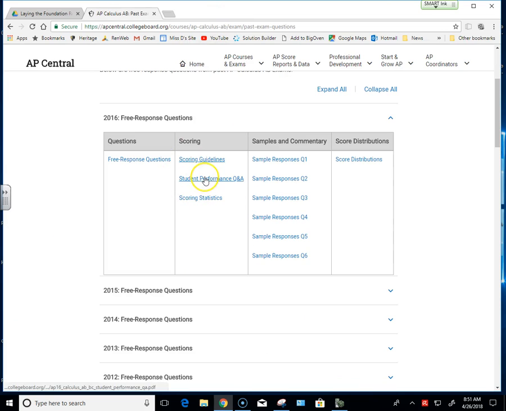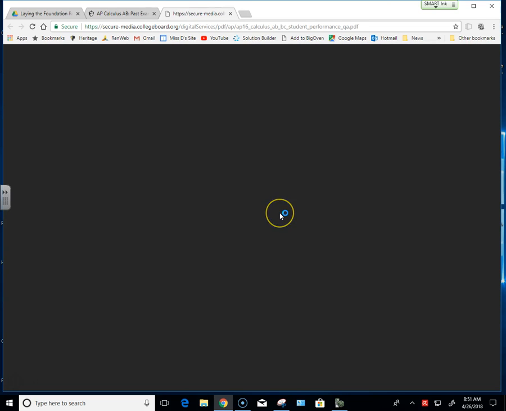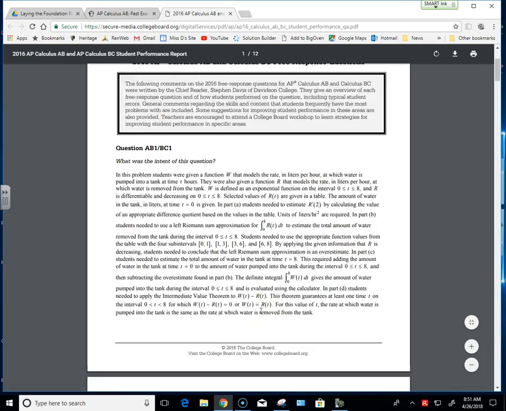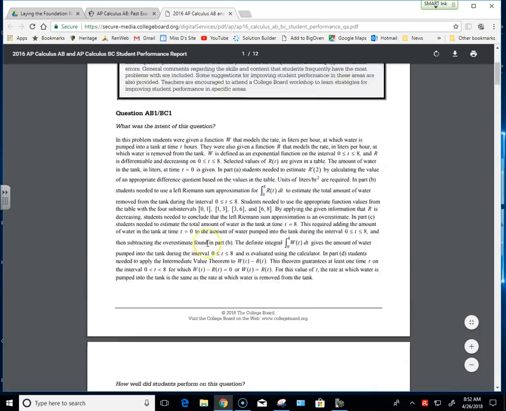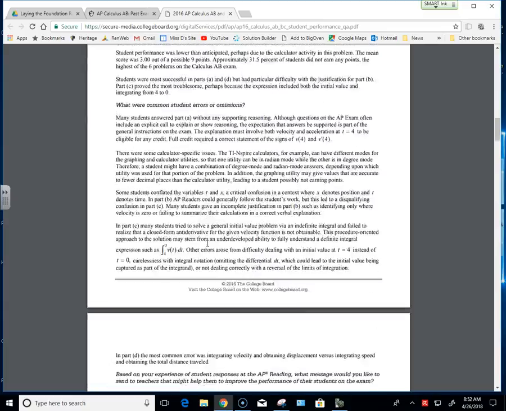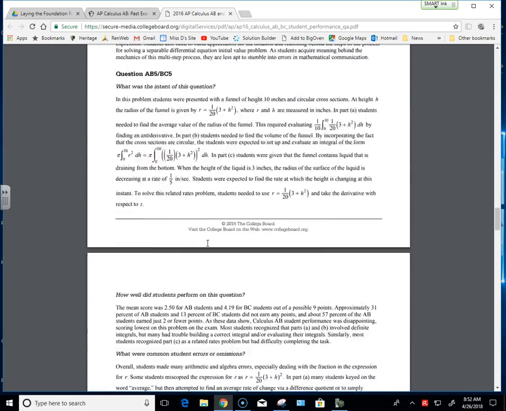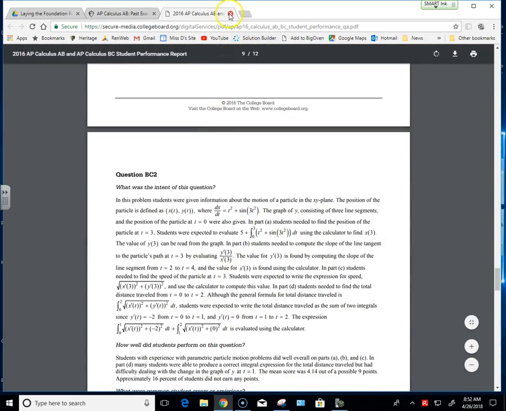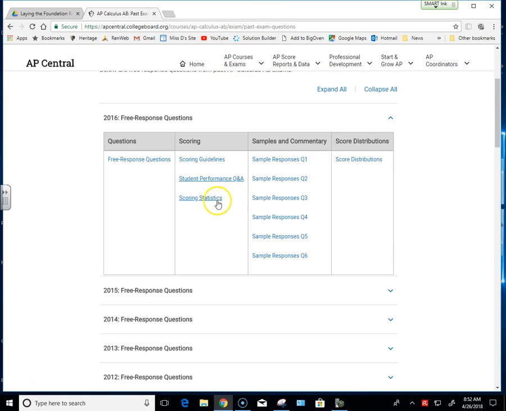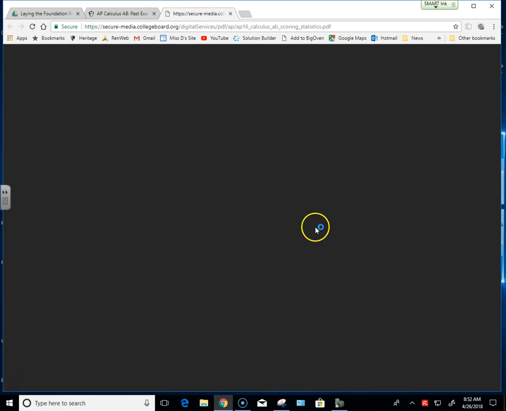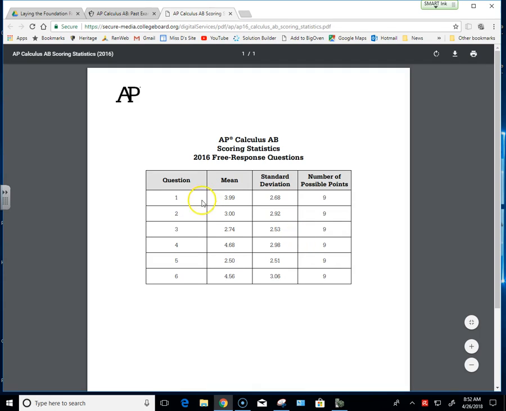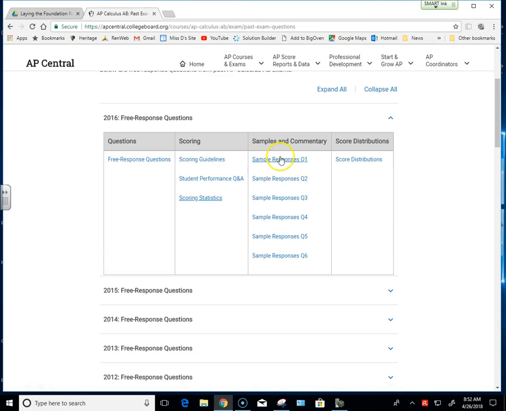You can do something called Student Performance Q&A, which has to do with discussions by the AP graders as to what was the point of the question? What were they supposed to get? What were they supposed to do? How did students actually do? What were the most common errors on the exam? How did you grade those common errors? Scoring statistics, you can look and say, I did this well, I wonder what was going on as far as the mean, the average, and the standard deviation for each of the kids that were taking the exam. Oh, that's all it shows? There's a lot more details, but maybe it only shows you so much.